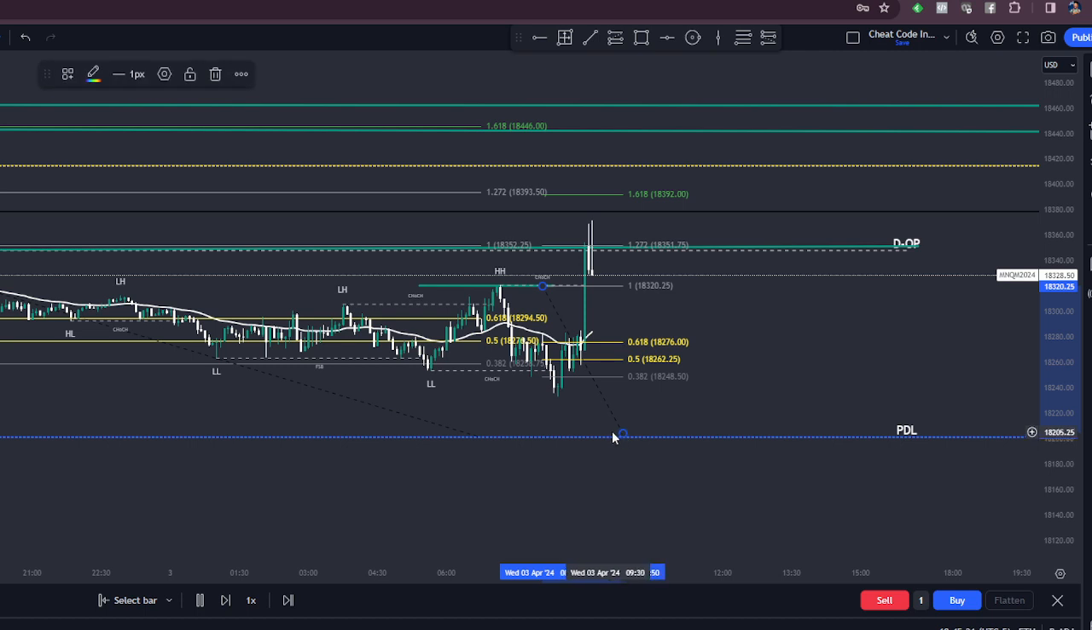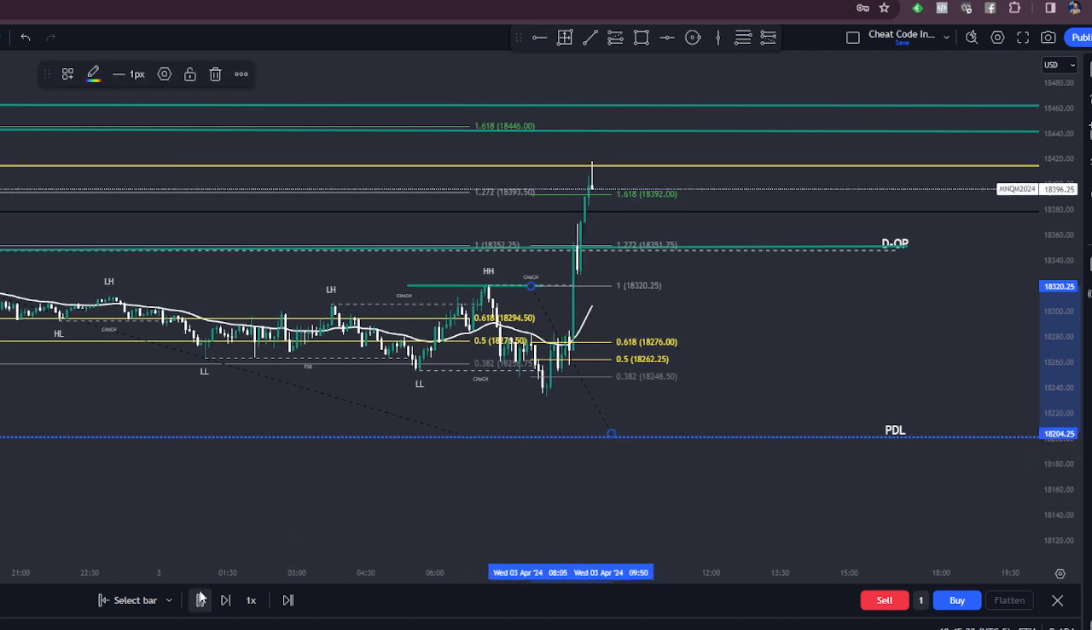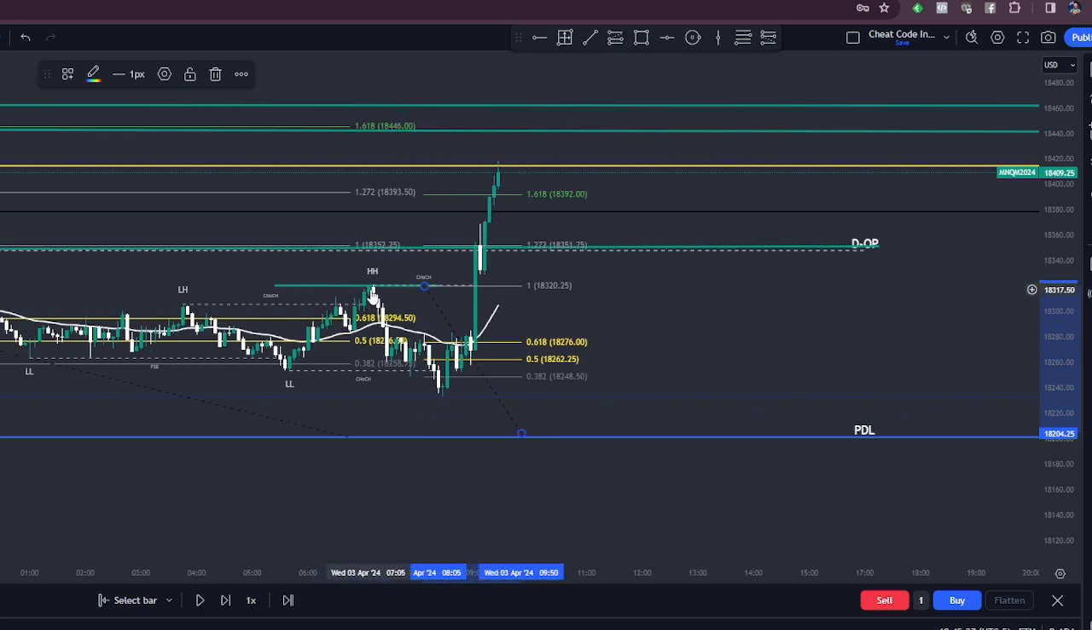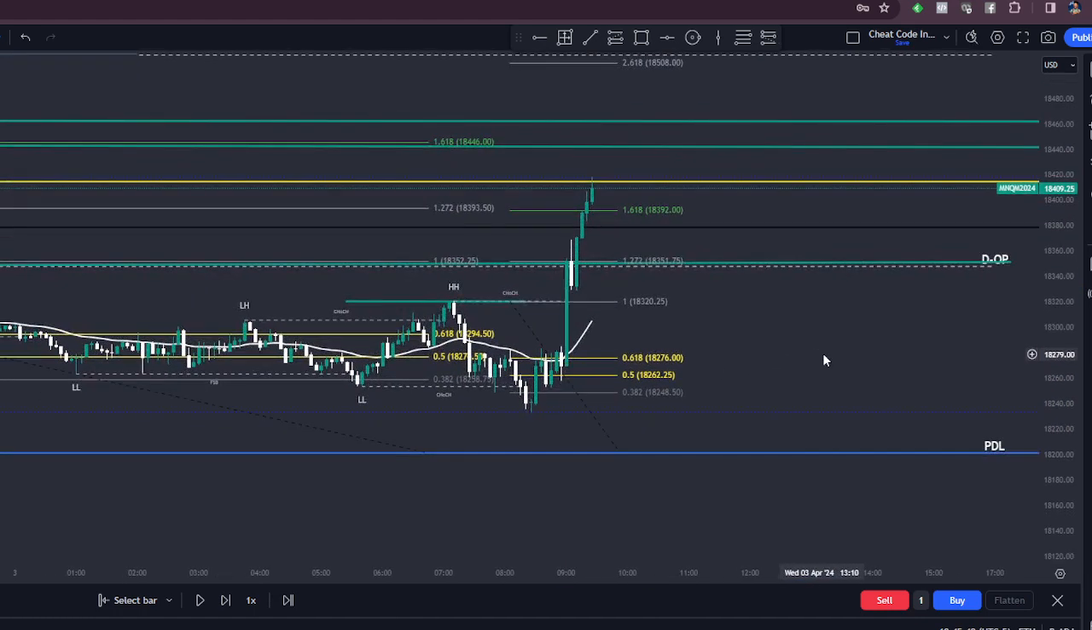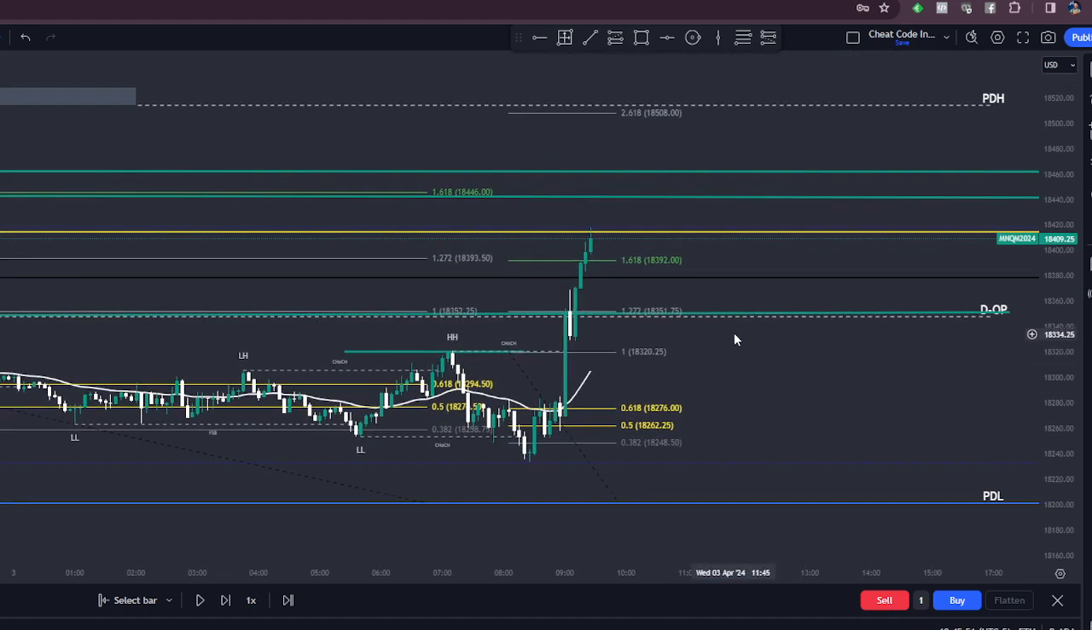There it is. Happened so quickly. See that high? That's the one I used. And to the low. So this is where we would have gotten in. And that thing did what we expected it to do. It hit the first target.